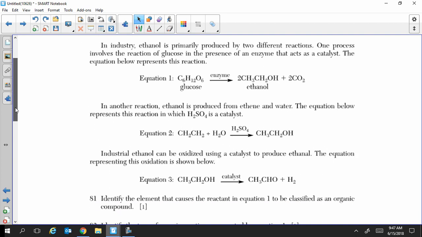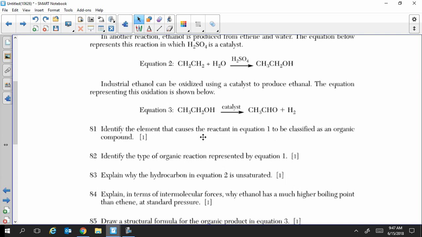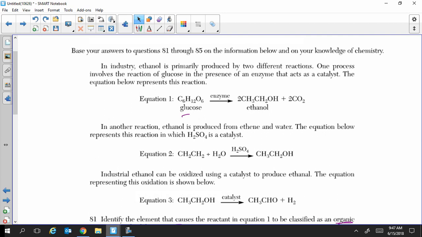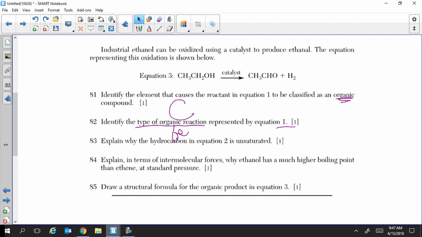All right. Here I've got some reactions. I'm going to go down to the question. Identify the element that causes it to be classified as organic. If something's organic, it's got carbon. Identify the type of organic reaction in equation 1. So I got to scroll up here to equation 1. Equation 1 starts with glucose and it makes ethanol. So if it makes ethanol, it's making alcohol. That's fermentation.